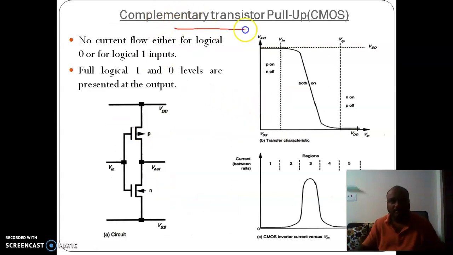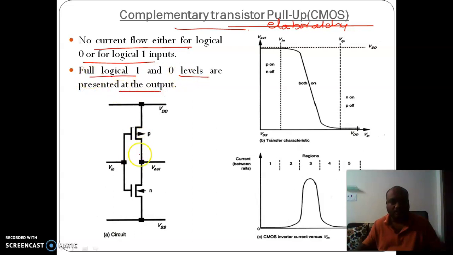Whereas complementary mode needs to be elaborately discussed in our next topic. It will solve all these disadvantages. There is no current flowing for either logical 0 or logical 1. Full logic 1 and 0 levels will be at the outputs. Why? Because if this is on, this will be off, and vice versa for any input you apply. And these would be the characteristics, and this is the current flowing.